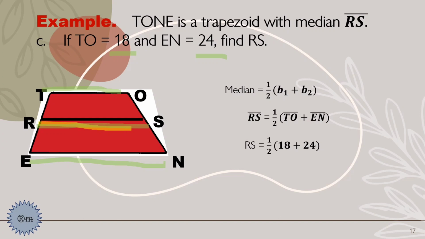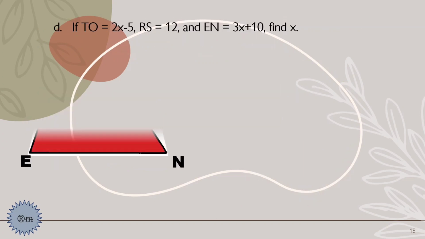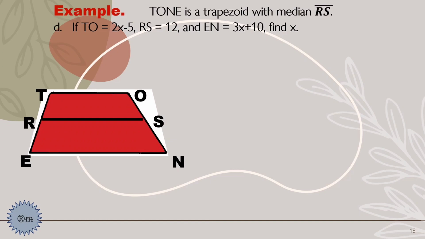So add like signs, so we have to add 18 plus 24. The answer is 42, and 42 divided by 2, or get the half of 42, and the answer is 21 units. So that is the value of our RS, which is 21, which is the median. Now let us proceed to example letter D.